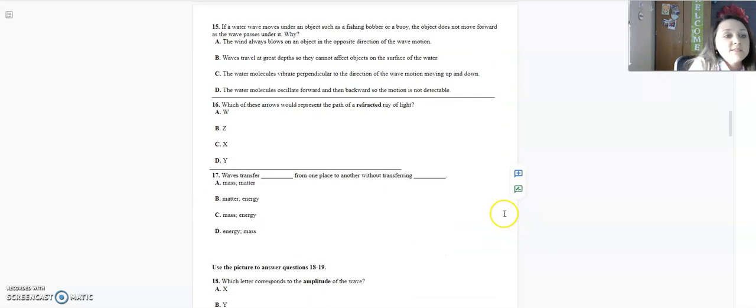Now, if a wave passes under an object, such as a fishing bar, but the object does not move forward, why? Well, the water molecules vibrate perpendicular to the direction of the wave, moving up and down.